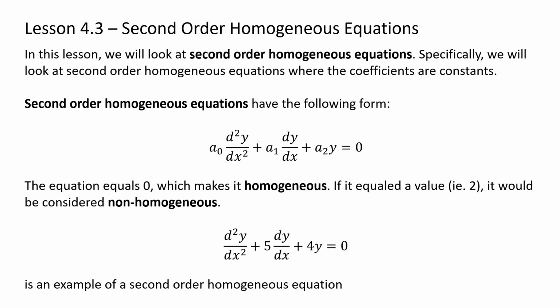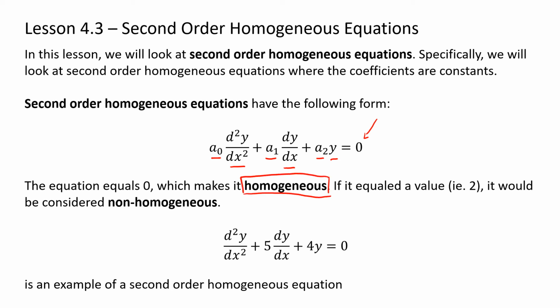So when we look at these equations, we're going to start by looking at ones that have constant coefficients. So they have the form of some constant a0 times the second derivative, d squared y by dx squared, plus a constant a1 times the first derivative, dy by dx, plus a third constant, we'll call it a2, times just the normal function y, and that's all equal to 0. Again, it's equal to 0 because it's a homogeneous equation.